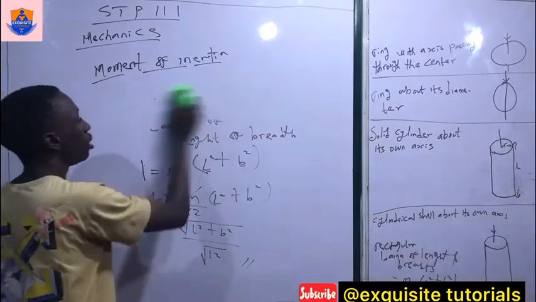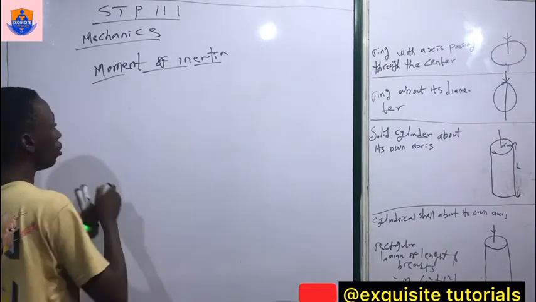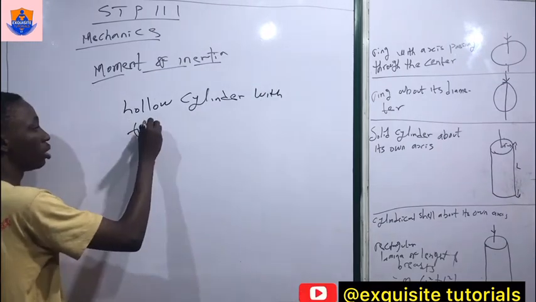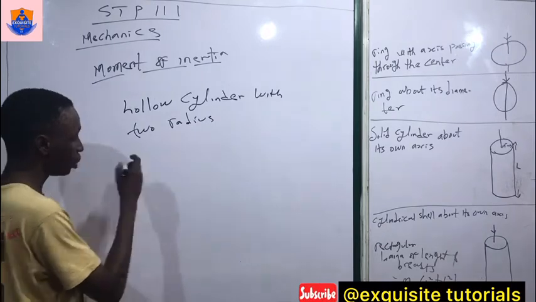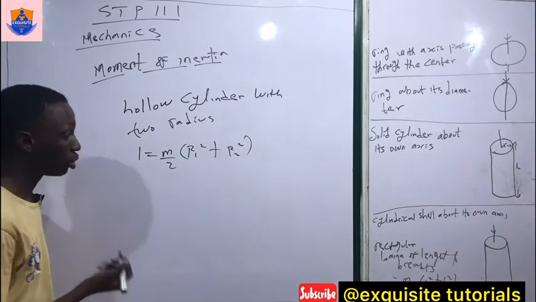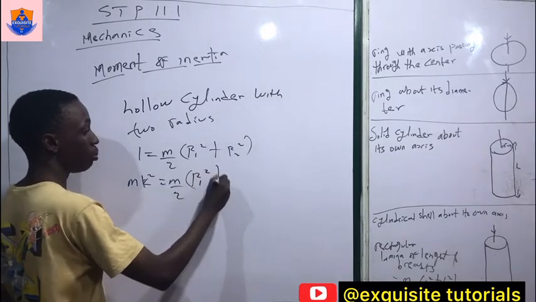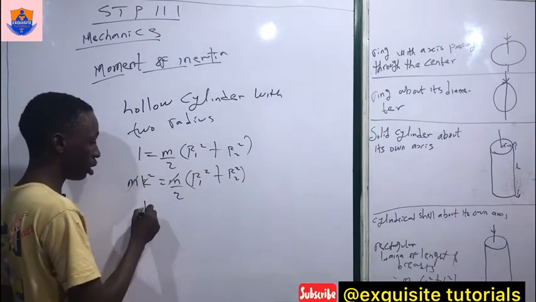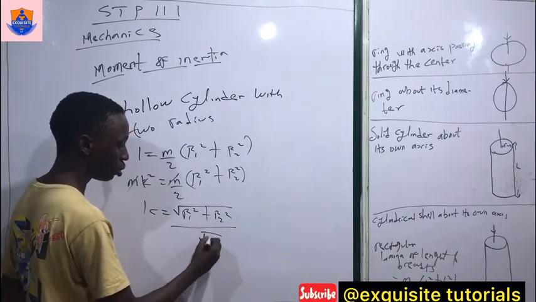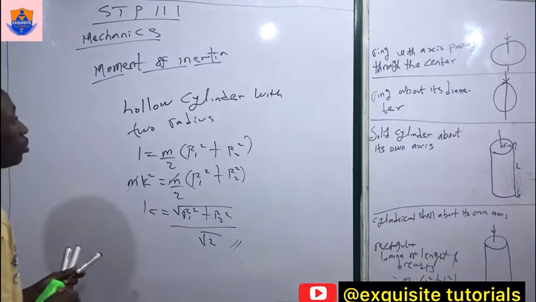Now, for a hollow cylinder with two radii, the moment of inertia is equal to M over 2 open bracket r1 squared plus r2 squared. So the radius of gyration M K squared is equal to M over 2 open bracket r1 squared plus r2 squared. M cancels M. K is equal to the square root of r1 squared plus r2 squared all over root 2. This is the formula for the radius of gyration for a hollow cylinder with two radii.